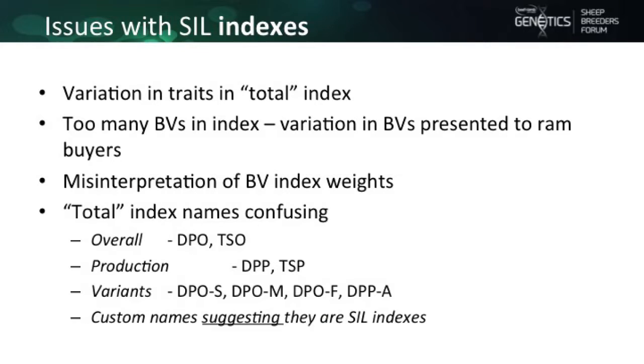And our total index names are confusing. We've got DPO, we've got TSO, we've got DPP, we've got TSP, we've got DPO minus S, which people say, that's why I've taken the survival component out, even though I've analysed lamb survival. DPO minus meat, because some of our breeders aren't measuring meat and some are, and so on. So added to that is people have got their own indexes, which we created a flexible system, which means we've got creation of lots of different indexes, and they can have names suggesting they are SIL indexes, but they're not. And so we sometimes have to do a lot of explaining as to what it all means.